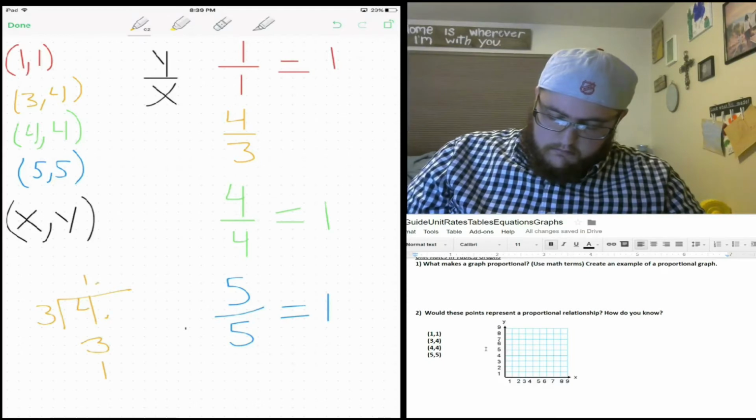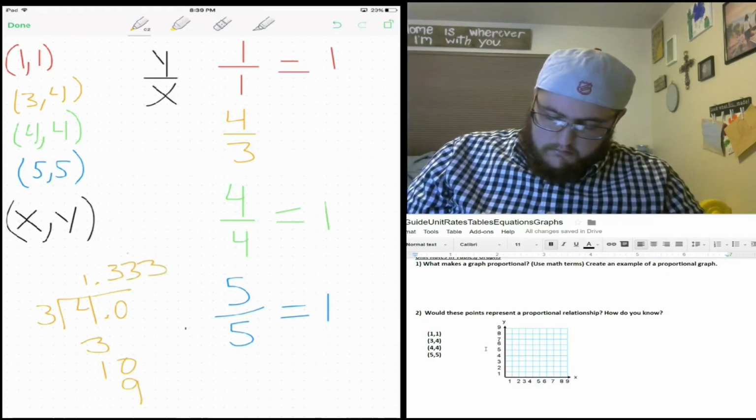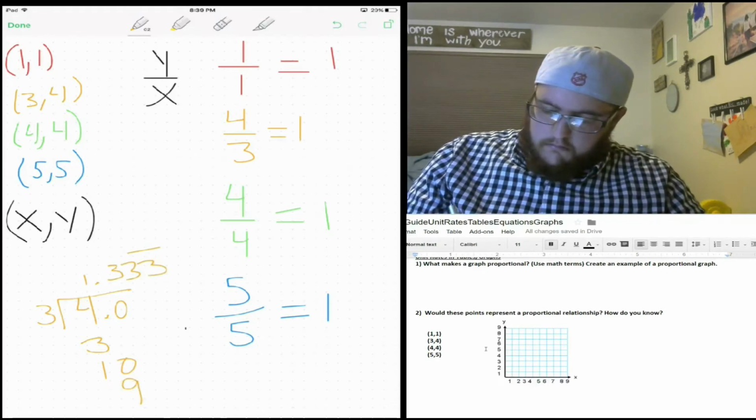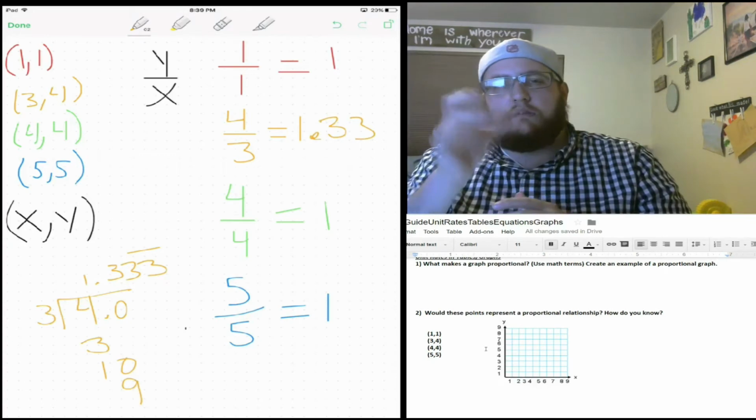4 divided by 3, so if it's 4 divided by 3, the numerator goes inside the division bar and the 3 goes on the outside. 3 goes into 4 one time, and then we'll add a decimal and bring down a 0, and we're going to get a repeating decimal of 3. So our answer is 1.33 repeated.